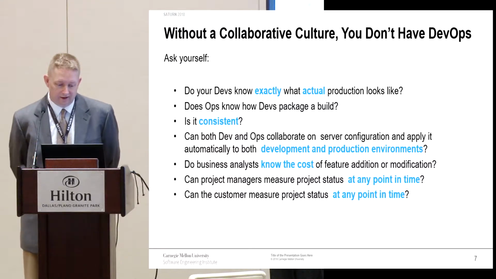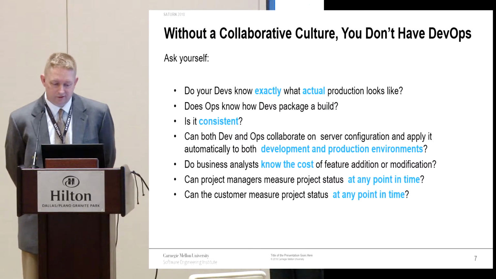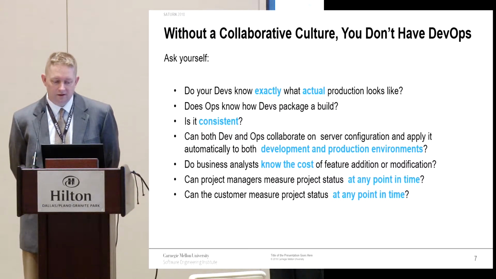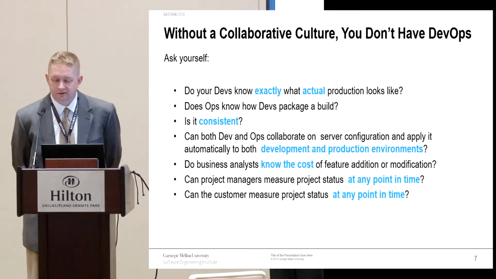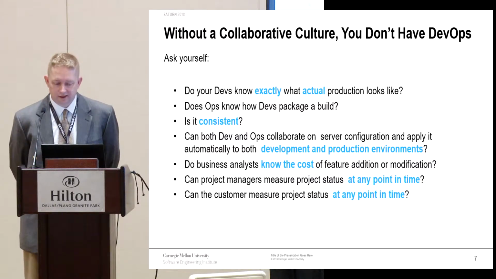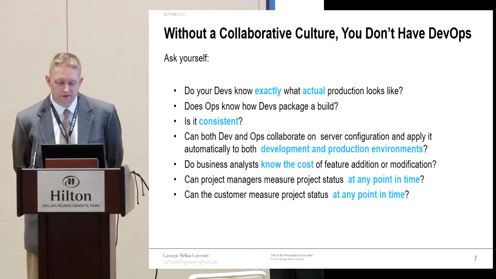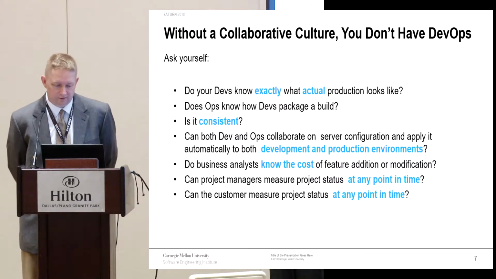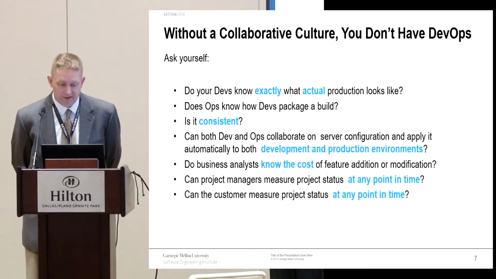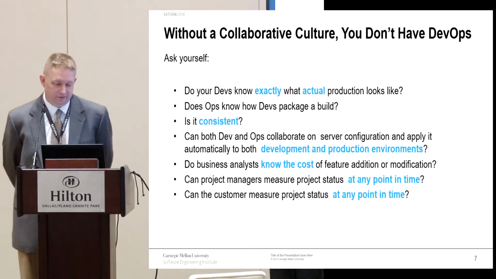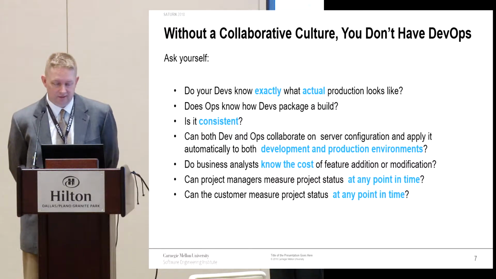Can your dev and ops collaborate on server configuration and apply it automatically to both development and production environments? Do business analysts know the cost of feature addition or modification? Maybe they don't. Can project managers measure project status at any point in time?